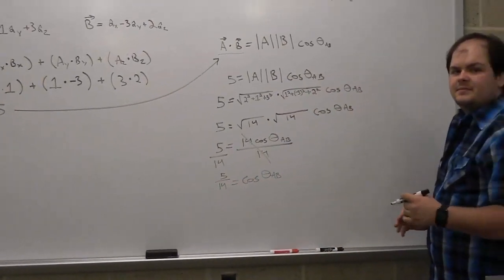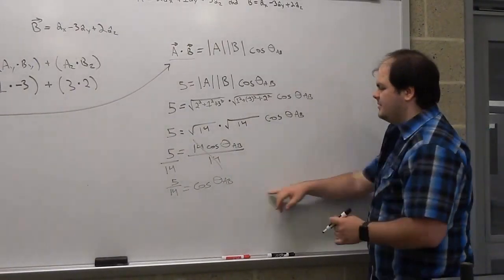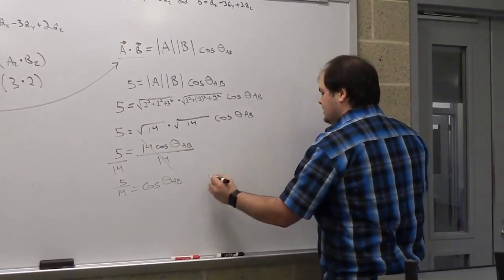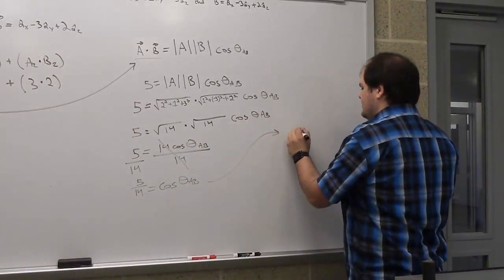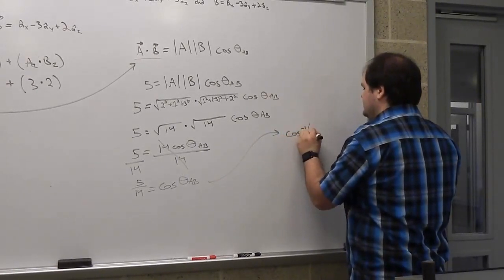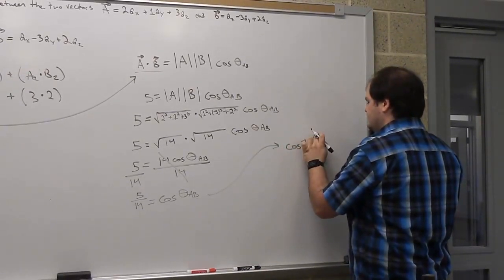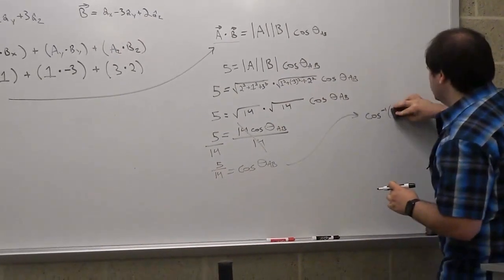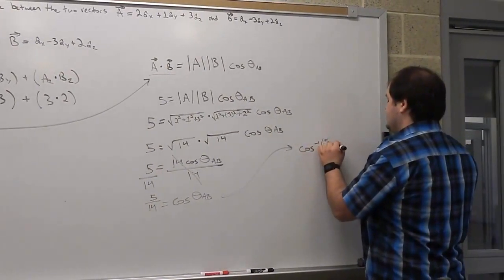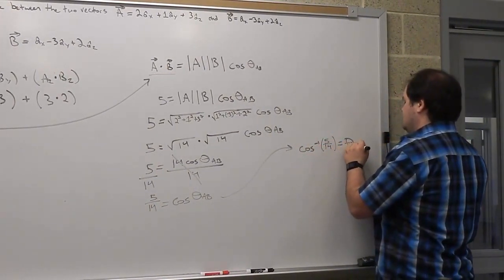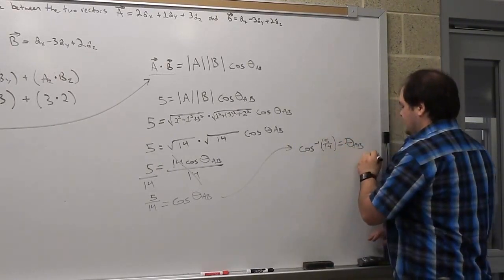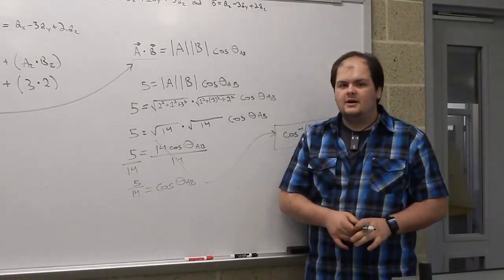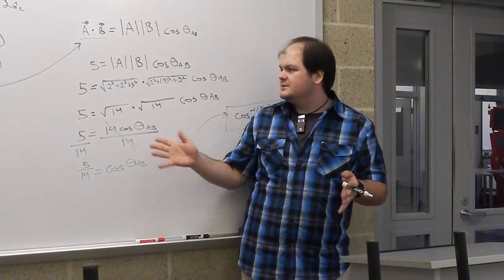And we end up with the result by operating on both sides with the inverse cosine. So operating on both sides by the inverse cosine, we end up with the cosine inverse of 5 over 14. I'll write that so you can actually see it. Cosine inverse of 5 over 14 is going to be equal to theta AB. And that will be your answer as soon as you compute out what cosine inverse of 5 over 14 is. Pretty much, that's the whole problem.